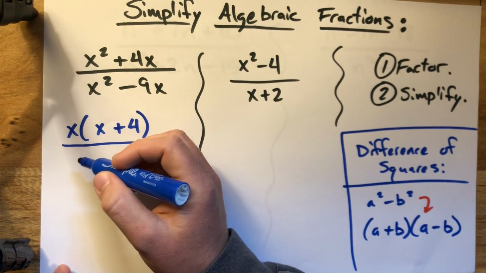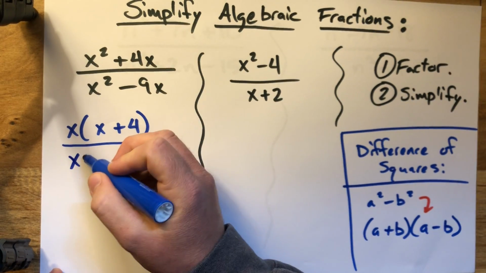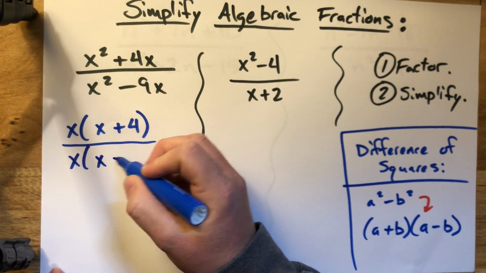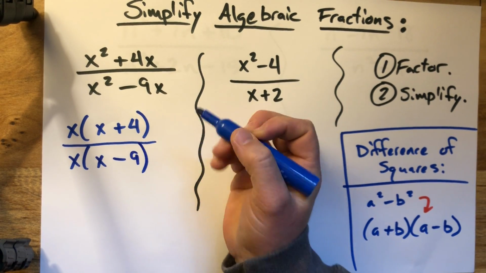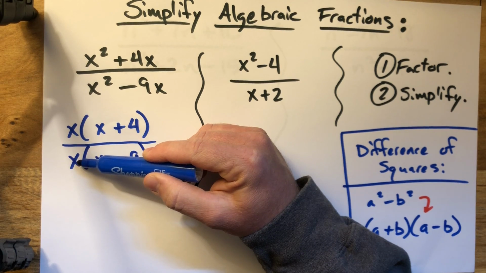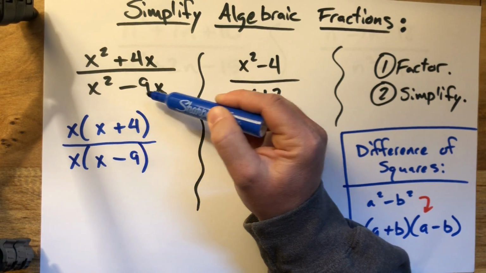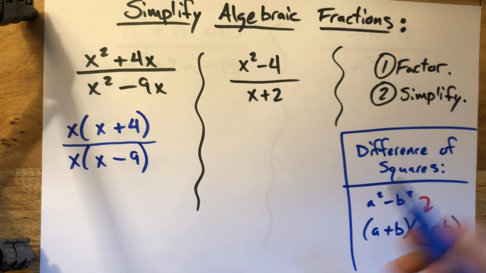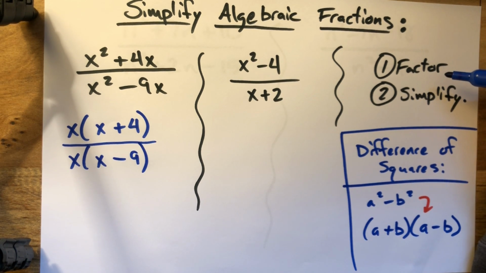So let's go ahead and factor out the bottom here. Factoring out an x puts it on the outside of the parentheses and leaves us x minus 9. So step one done, we're factored. I think we're going to go ahead and simplify now.